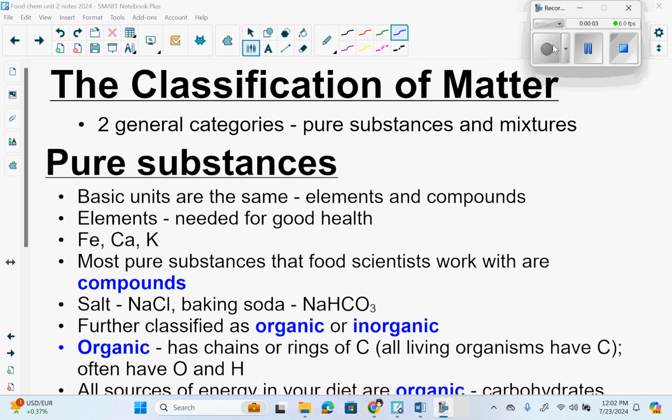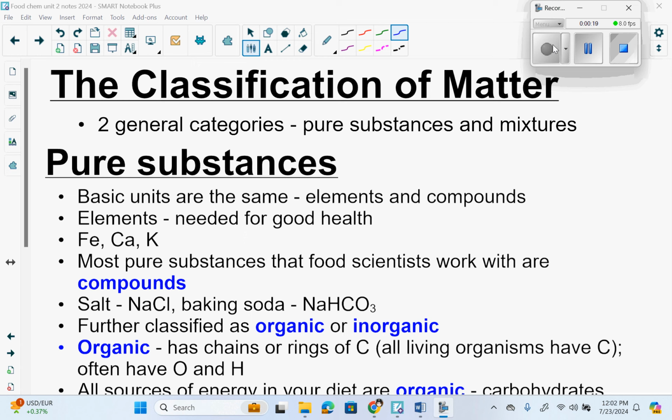This is Food Chemistry Unit 2. We're still in Chapter 4. Here we're going to look at the classification of matter. There are two general categories. We have pure substances and mixtures. So matter can be broken up into these two general categories.